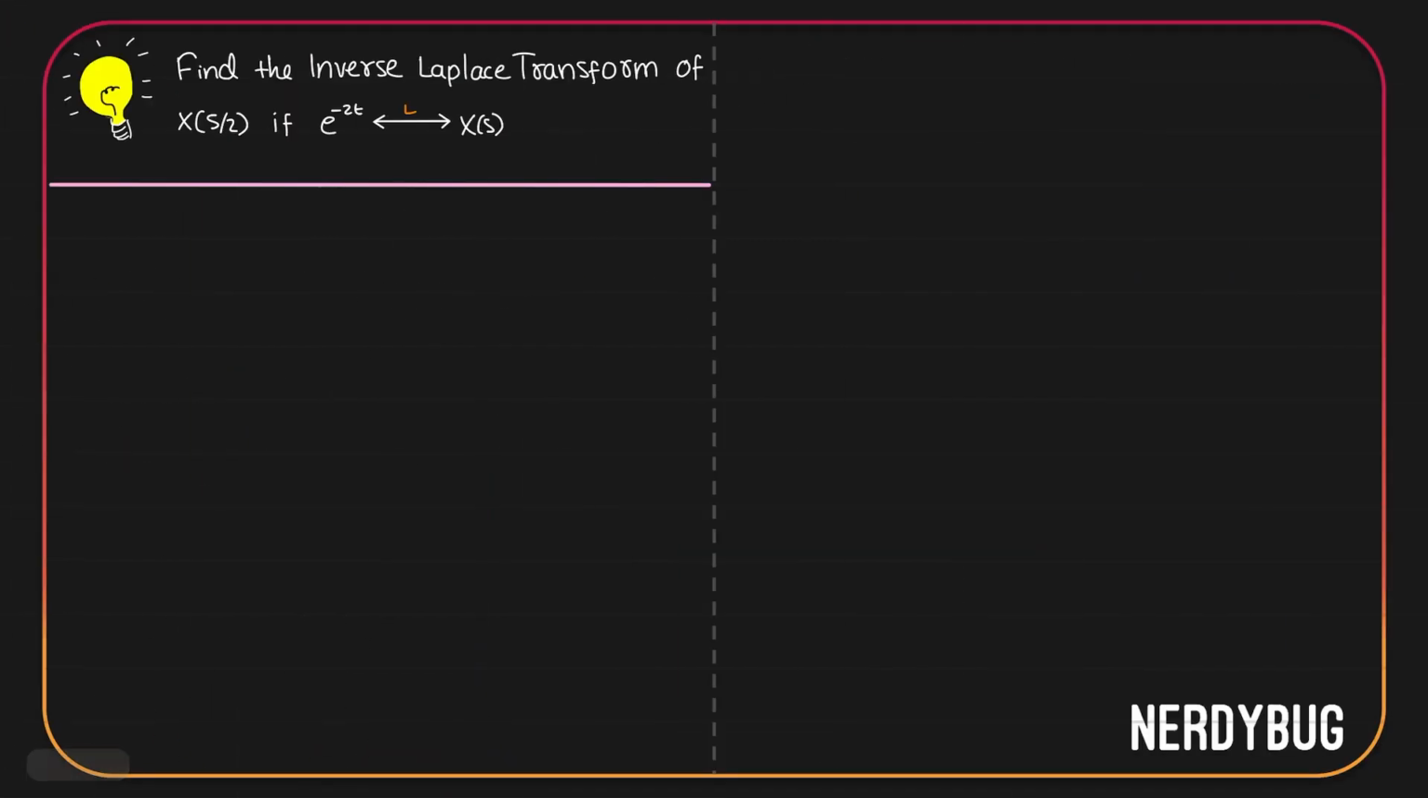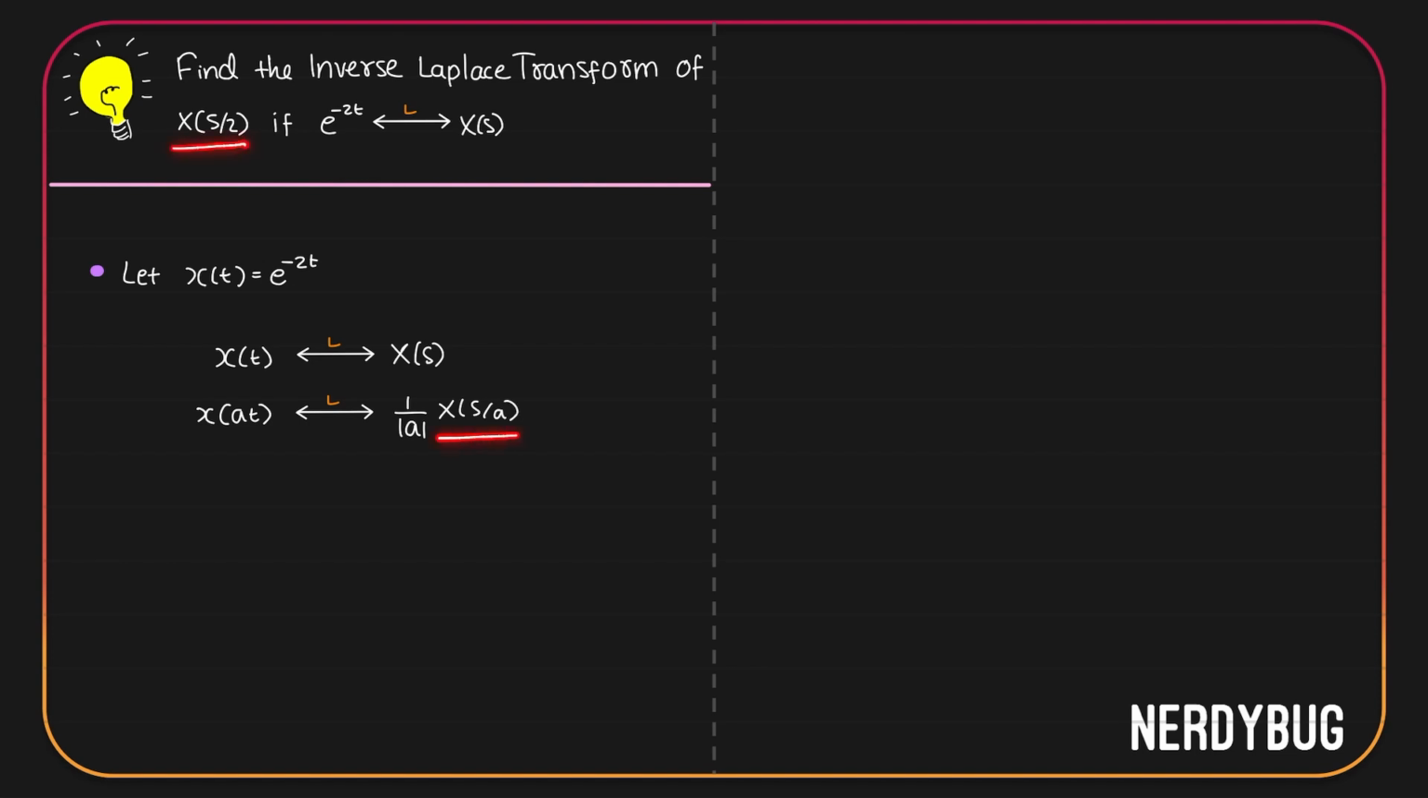Let us solve another problem. Find the inverse Laplace transform of x of s by 2 if the Laplace transform of e raised to minus 2t is x of s. Let us take some x of t to be e raised to minus 2t. It is given that the Laplace transform of x of t is x of s. So according to our property, Laplace transform of x of at is going to be 1 by mod a, x of s by a. Here we have to find out x of s by 2.